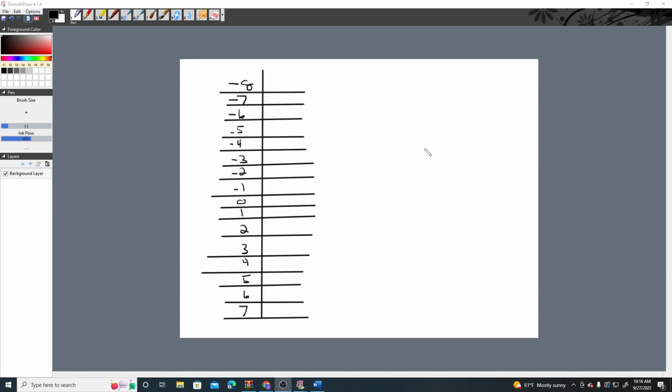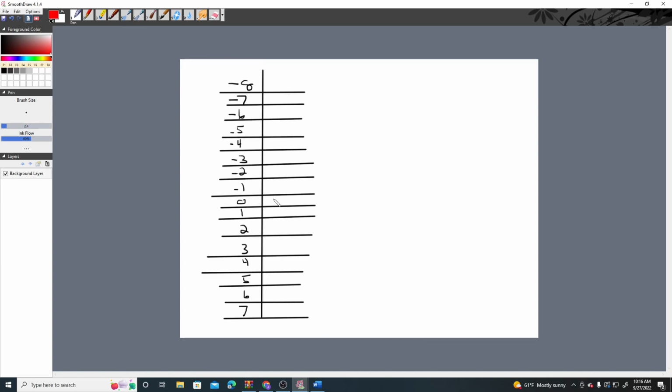Alright guys, in this video I'm going to explain to you what 2's complement is and how 2's complement is important when we want to add and subtract positive and negative numbers. So what we're going to do is we're going to go ahead and fill these in. I'll do them in red here. And we'll do the binary.